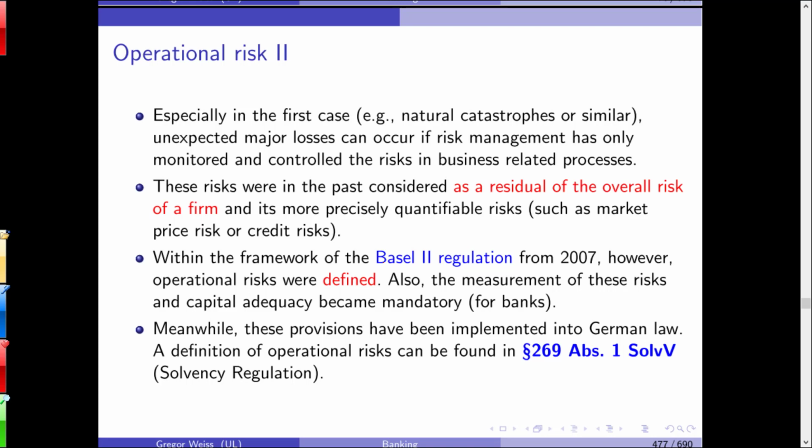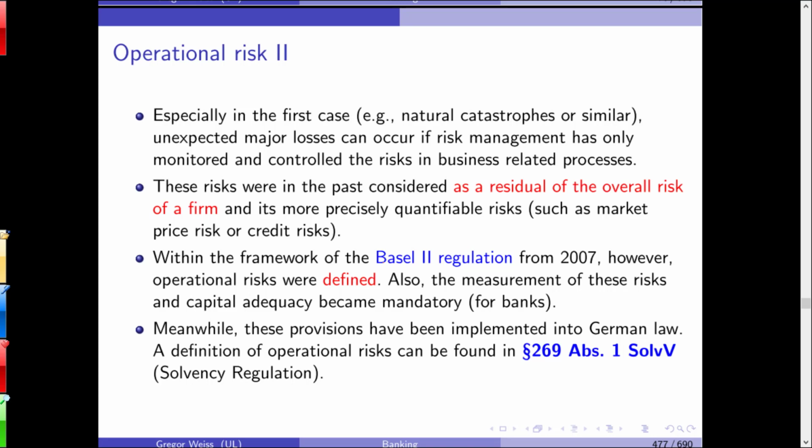And this is why you can still see this very clear distinction in the risk reports of European banks. Operational risk, credit risk, market price risk. And in many cases, these are the 3 major and main important types of risk. And as I said, this was implemented in Basel II. It has also been introduced into German law.